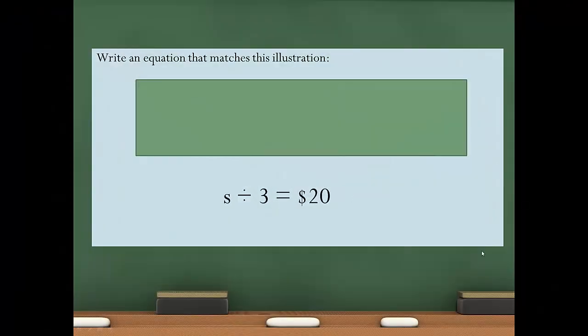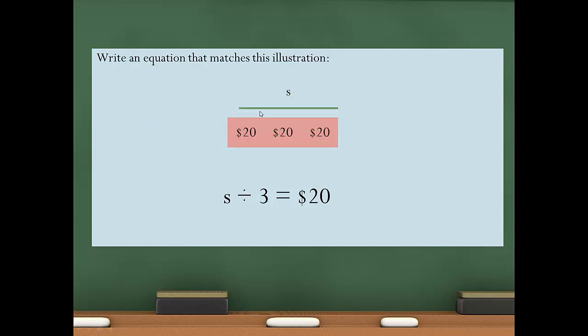Let's go ahead and check and see if your illustration matches mine. Did you get s, the total, divided by 3 groups of $20? And then did you solve the equation and multiply by 3 on both sides? Did you get s equals $60? If not, go back and figure out where the math went wrong so that you can understand how to do these equations.